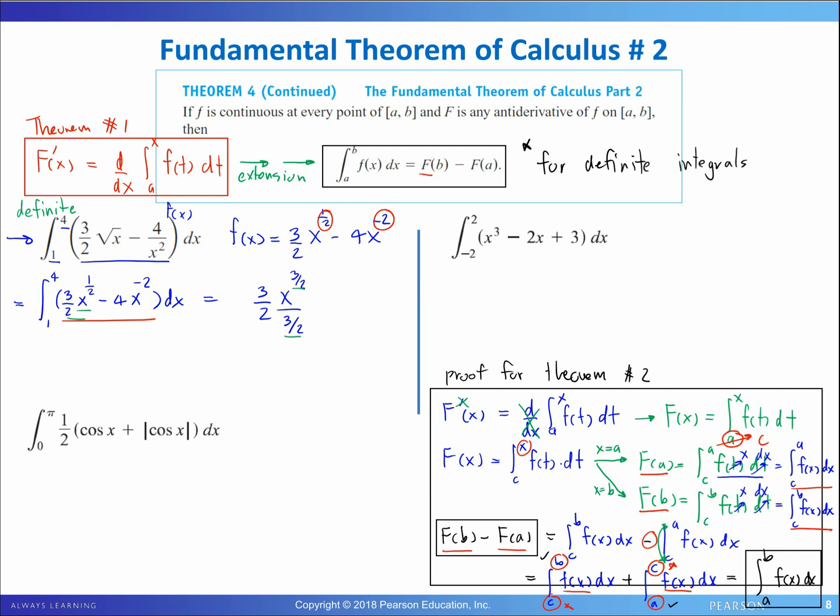Let's find the antiderivative of the next term, this one. So I have minus 4 right here. The constant doesn't change. And then I need to find the antiderivative of this x to the power of minus 2, this one.